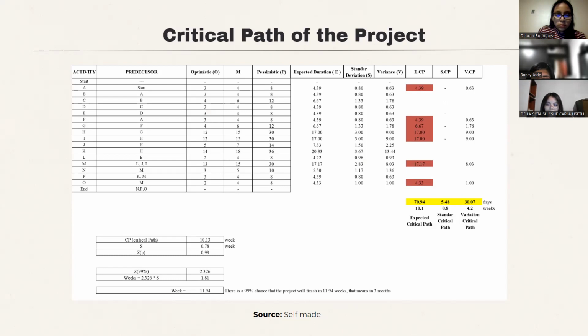We have made the calculations, and we have the standard deviation of the critical path and the Z, which is the probability. We have put 99% of probability, and there is a 99% chance that the project will finish in 11.94 weeks, which means that it's highly probable that it will end in 3 months. Next slide, please.